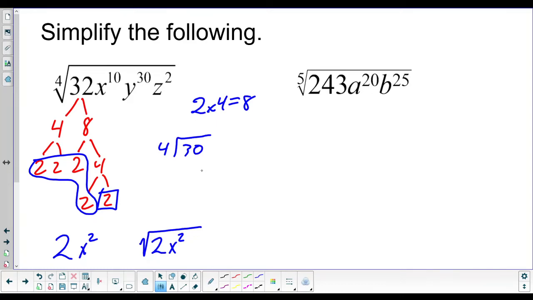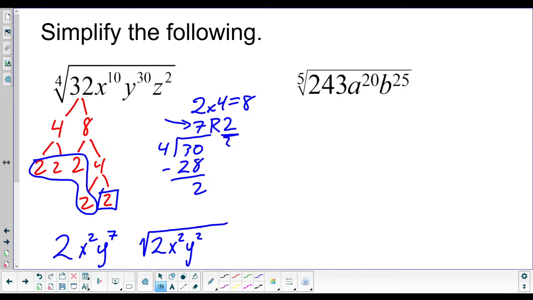4 goes into 30 7 times, I believe. 7 times 4 is 28. Subtract 2. We have a remainder of 2. So we're going to have y to the 7th on the outside because it goes in 7 times. And then our remainder goes inside. Y to the power of 2 for our remainder.